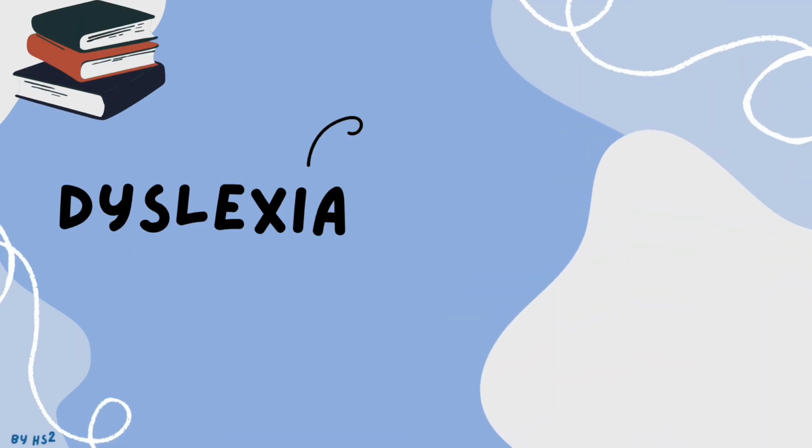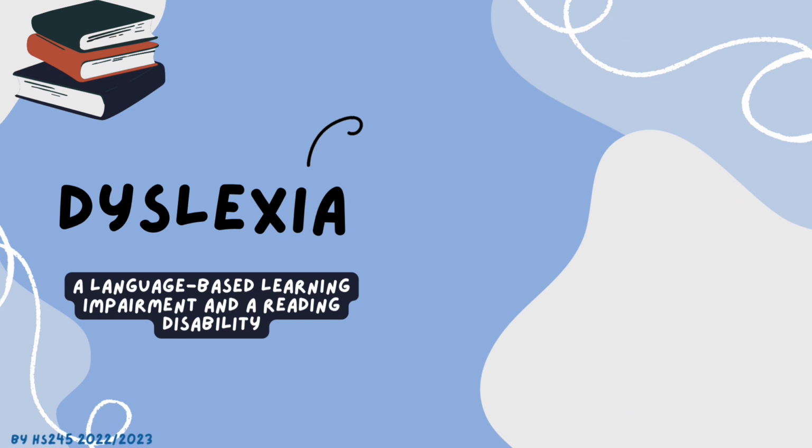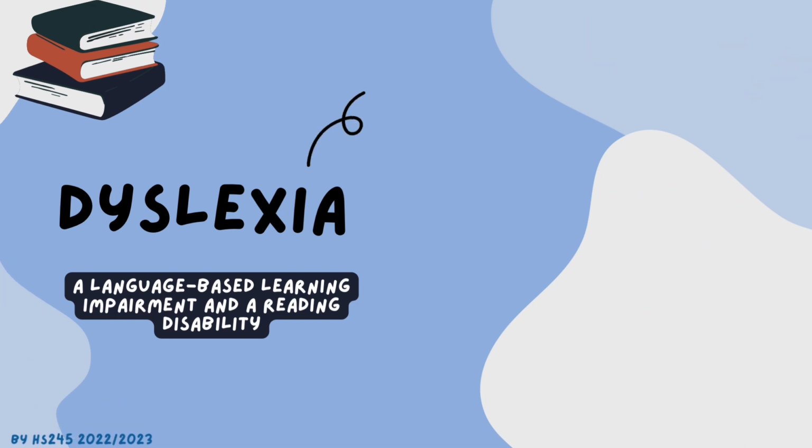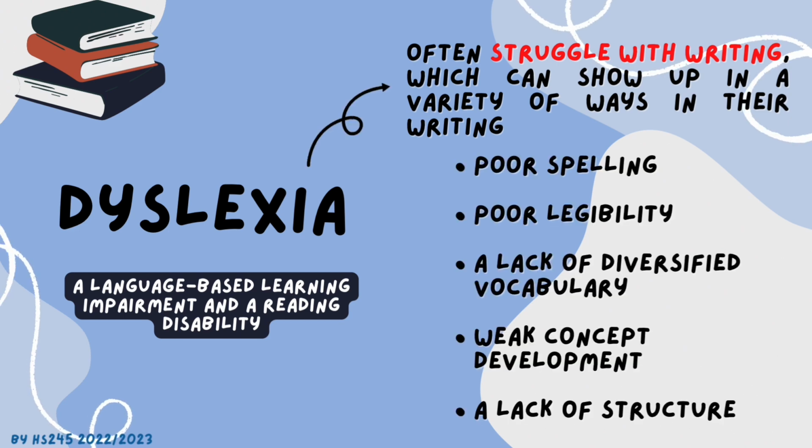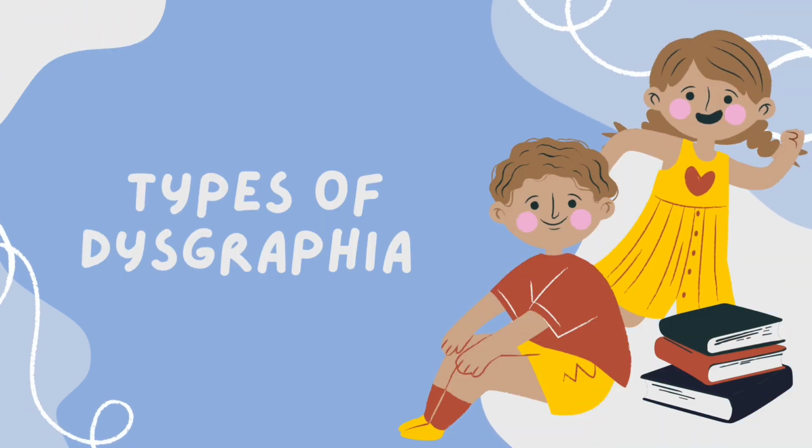The next condition is dyslexia, which is regarded as a language-based learning impairment and a reading disability, but also has an effect on children's writing skills. As we all know, writing issues are frequently present in dyslexic kids. For instance, students with dyslexia often struggle with writing, which can show up in a variety of ways, such as poor spelling, poor legibility, a lack of diversified vocabulary, weak concept development, and lack of structure in handwriting. Next, we will look at the types of dysgraphia.